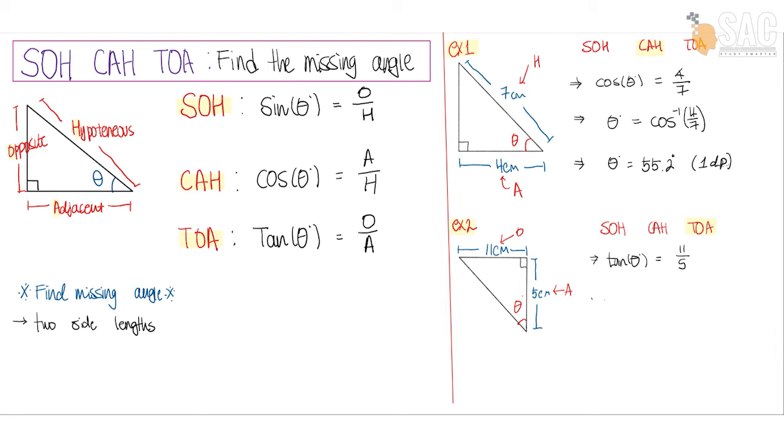Again, in order to get rid of the tangent, we have to use inverse tan. So theta is inverse tan of 11 over 5. And from here again, put it in your calculator and it'll give you 65.6 degrees, correct to 1 decimal place.